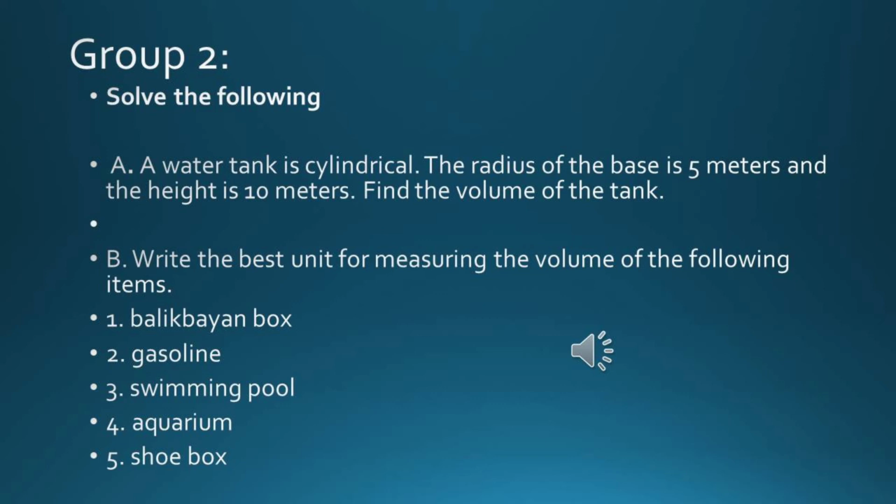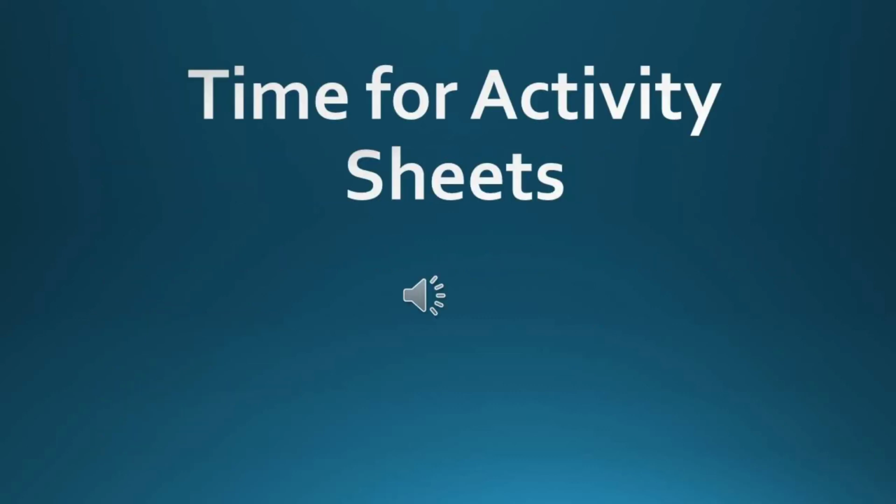Letter B. Write the best unit of measuring the volume of the following items. Number 1, balikbayan box. Number 2, gasoline. Number 3, swimming pool. Number 4, aquarium. And number 5, shoebox. Let us now proceed to your activity sheets. For 10 minutes, answer your activity sheets.